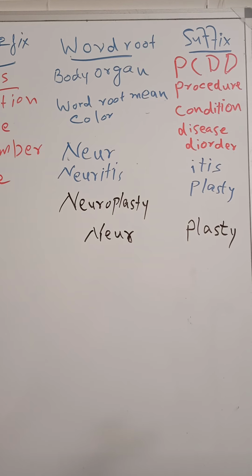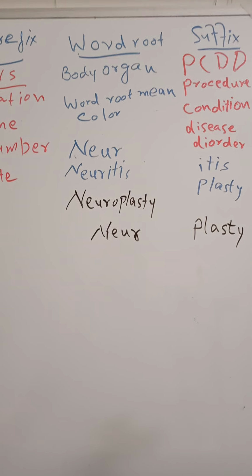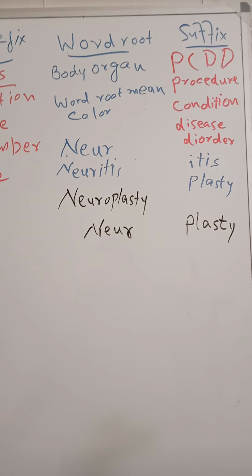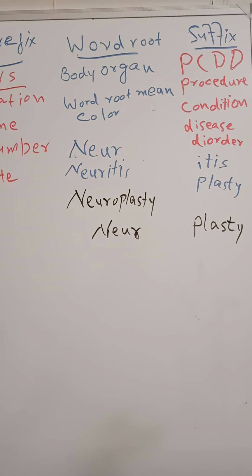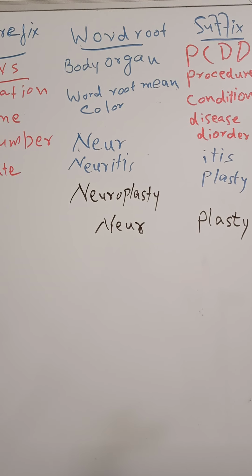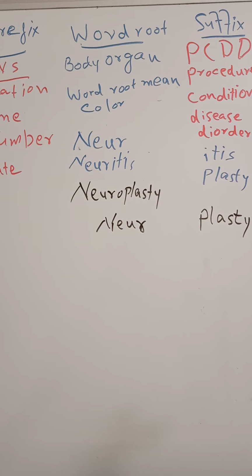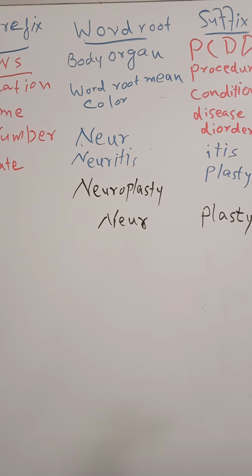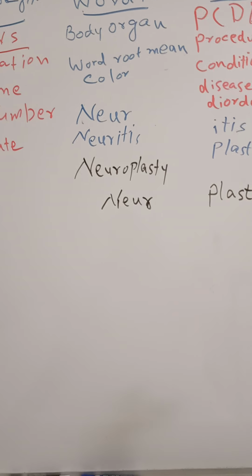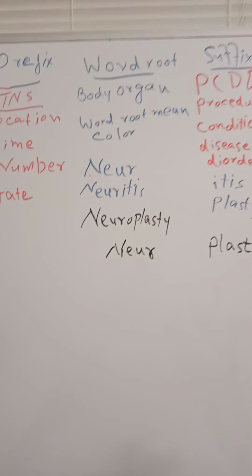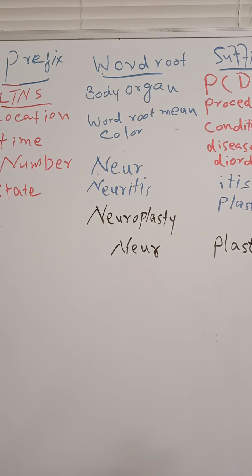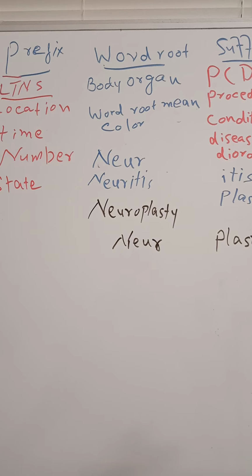Word roots come like this: word root in the center, prefix before the word root, and suffix after the word root. That's why I have written it like this. Word root is the core of the word. It carries the main meaning of the word. And usually it is some body organ where something is happening. Or there are some word roots which mean color.